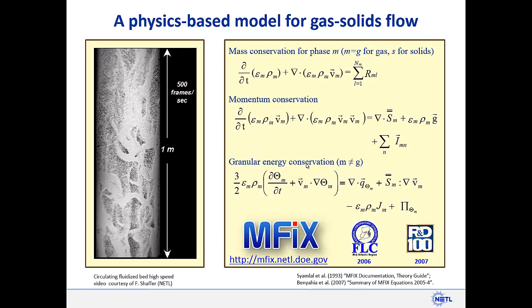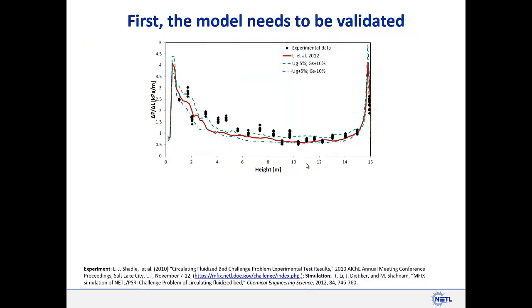So once we have the model, you all know that the first thing you should do is to validate it. You want to make sure it's physically realistic. So here's a validation example where my colleagues have done a simulation of the pressure drop in that column. You look at the pressure drop at various levels and compare that at various heights with experimental data. So all these diamonds are the experimental data.